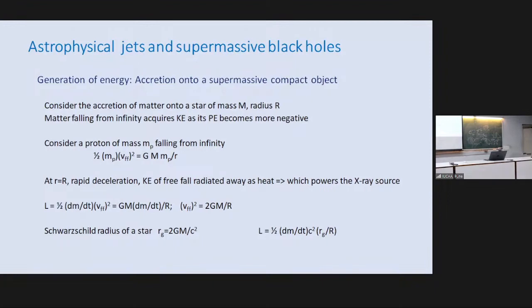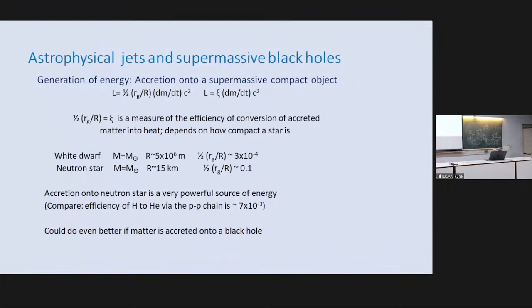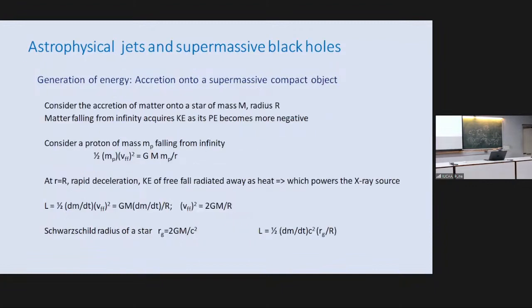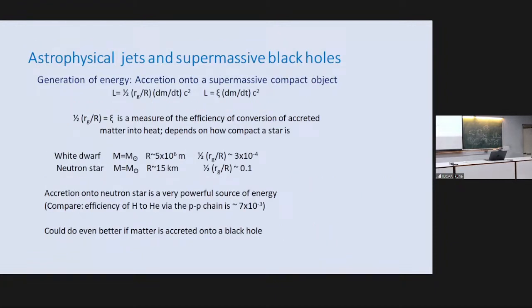Then I can express the luminosity in terms of c squared, R_G upon R, with R_G. Now I can use this half R_G upon R as a kind of efficiency of conversion of mass that is being accreted into luminosity. Right? And if I look at these values, I've put over here numbers for 2 condensed objects.